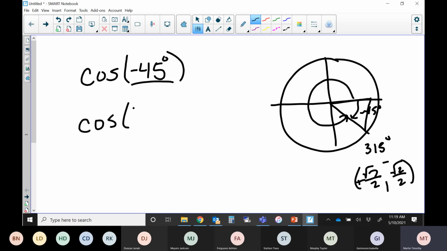So I'm doing the cosine of 315. Cosine is associated with the x, so I look at this and I see the x is square root of 2 over 2.